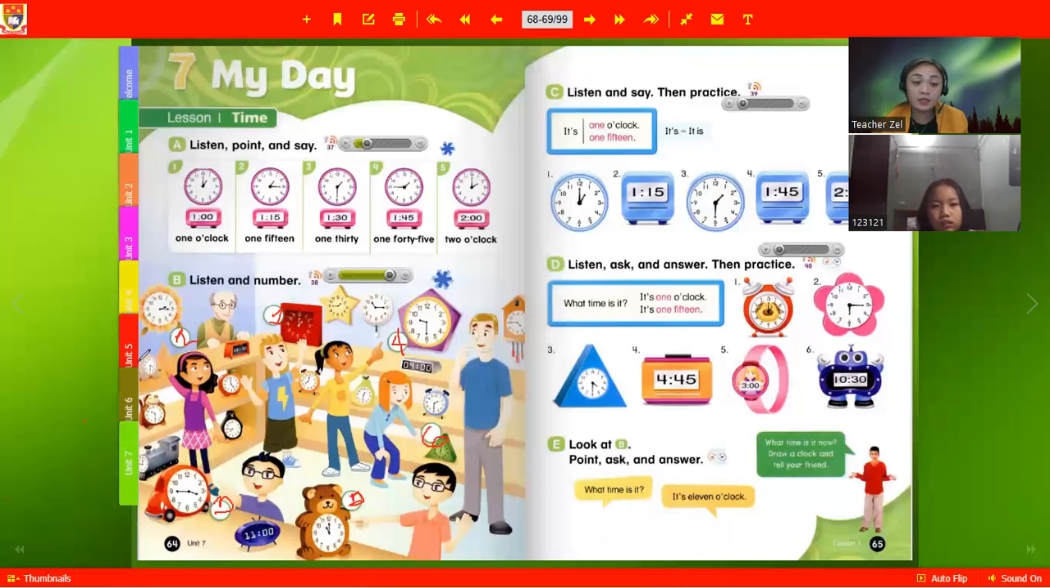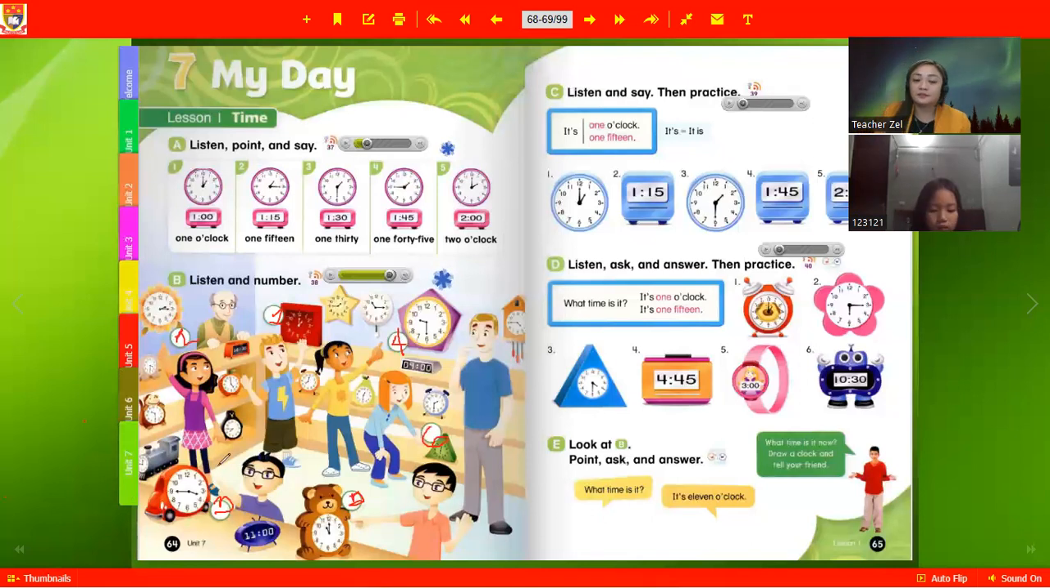It's 2:15. Yes, it is 2:15. Very good. All right. How about clock 3? Okay, where is the clock 3? It is the car. What type of clock? It is the car clock.